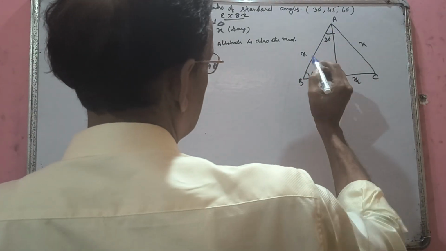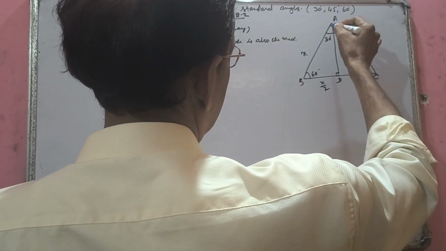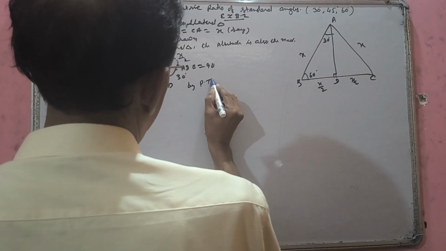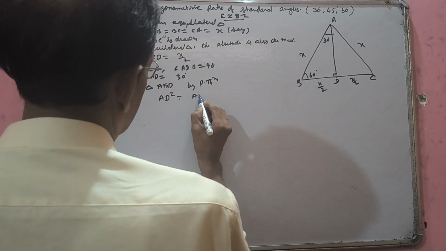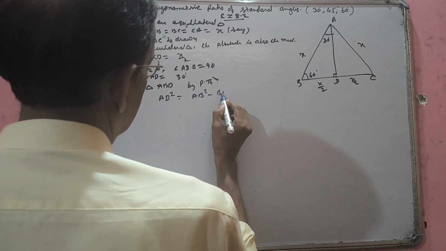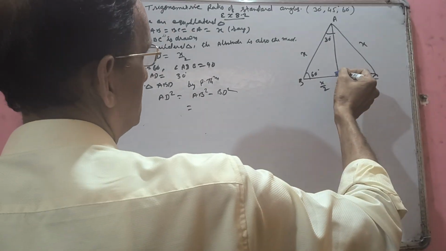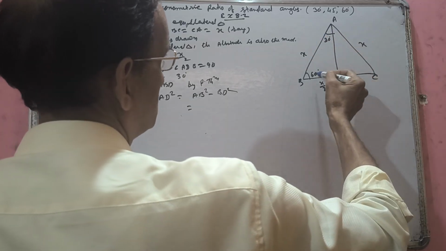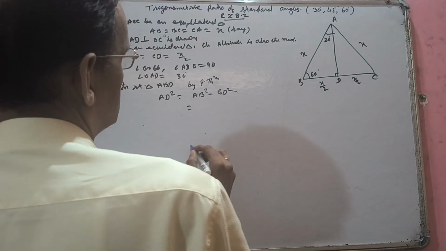we have AB equal to X, we have BD equal to X by 2, we don't have AD. So we can find AD by using Pythagoras theorem. So by Pythagoras theorem, what we will get? AD square equal to AB square minus BD square. Understood? This is 90, this is hypotenuse. So actually AB square is AD square plus BD square, but since we need to find AD, that's why this.